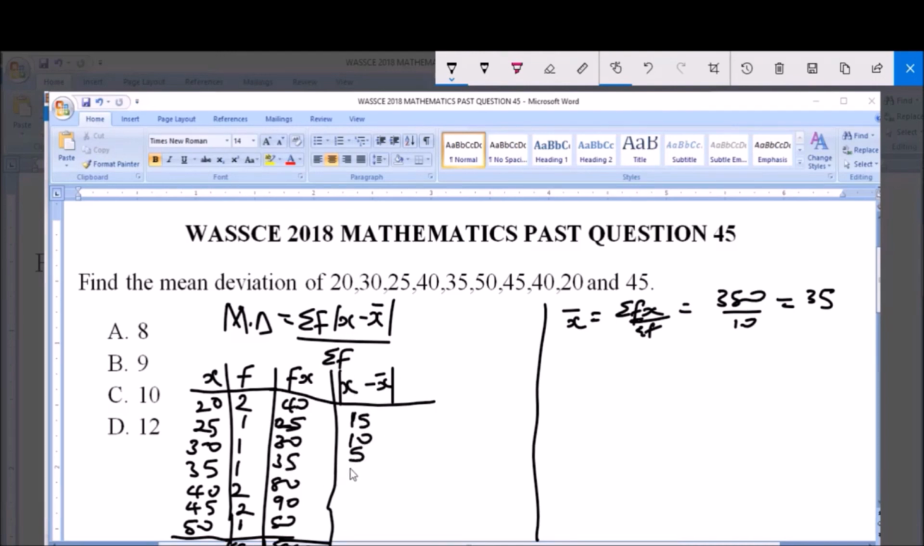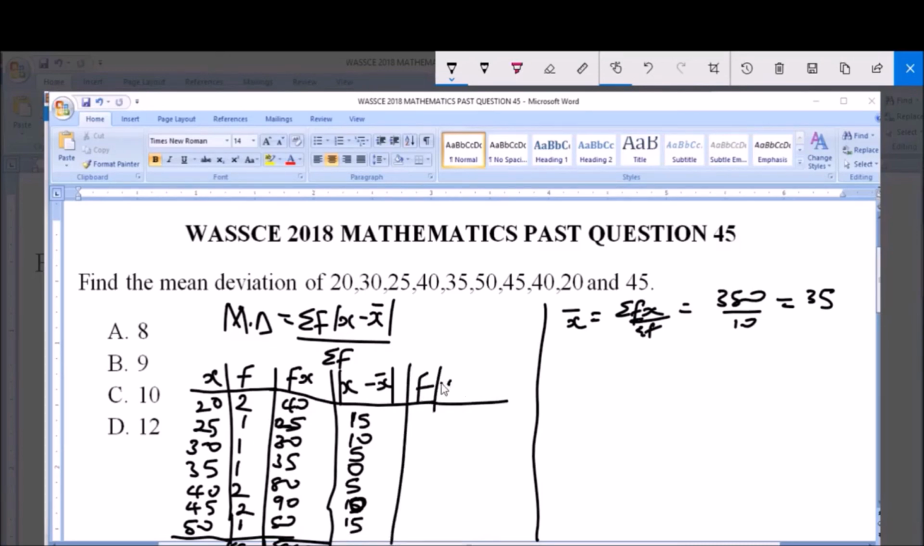Then 35 minus 35 will give us 0. 40 minus 35 will give us 5. 45 minus 35 will give us 10, and 50 minus 35 will give us 15. Now from here we can now estimate what?